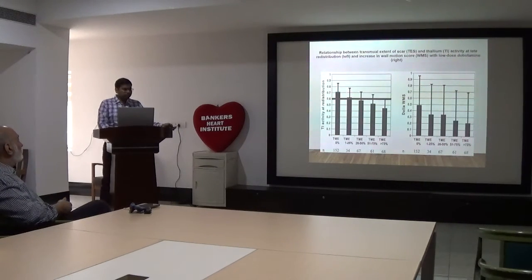In this, we can see the relation with the transmural extent of the scar. If the extent is more than 75%, the thallium activity and redistribution and the wall motion score both decrease with the transmural extent of the scar.